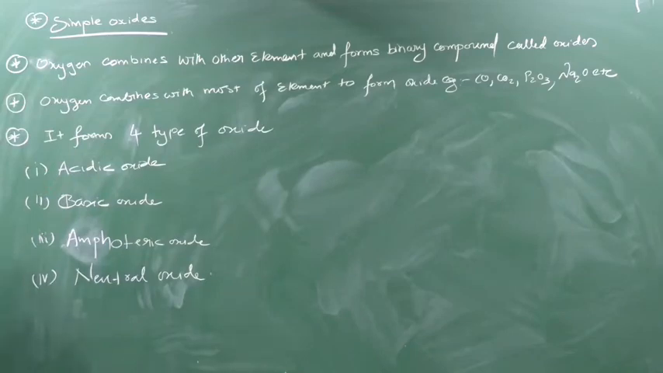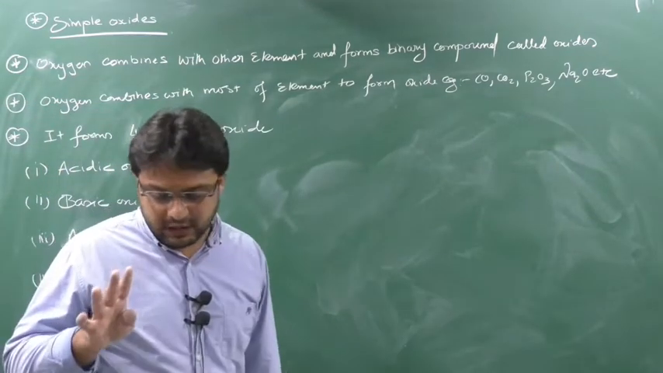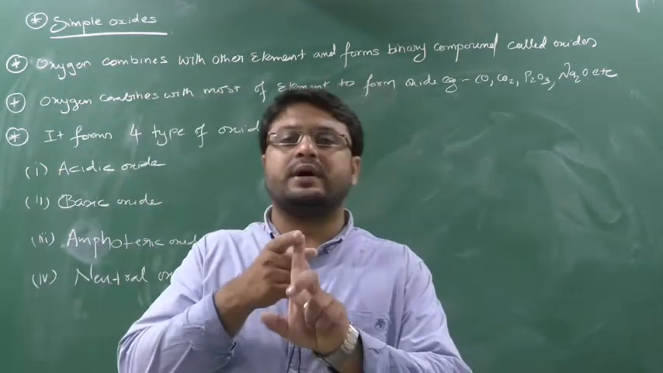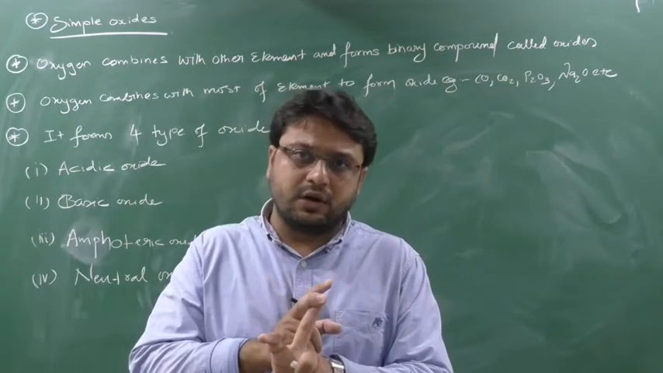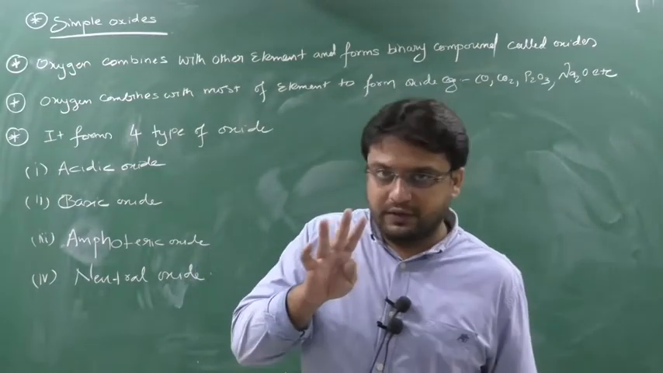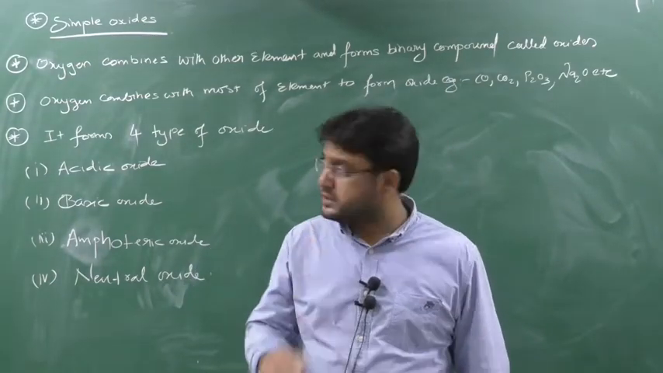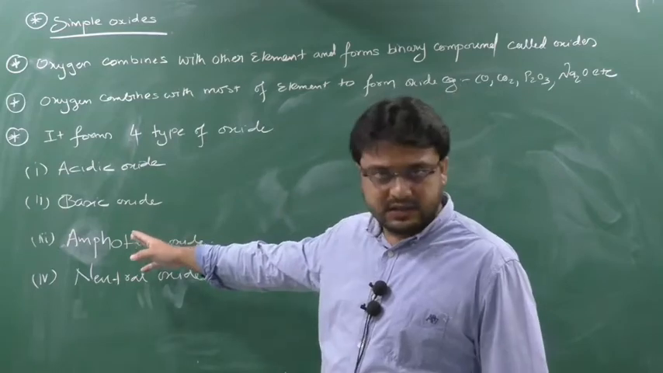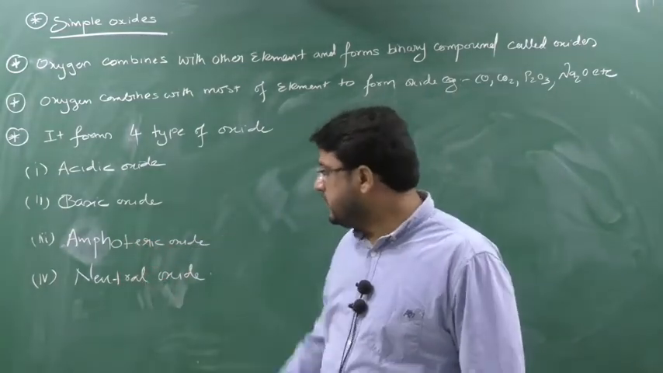Totally we have four kinds of oxides: acidic oxide, basic oxide, amphoteric oxide, and neutral oxide.